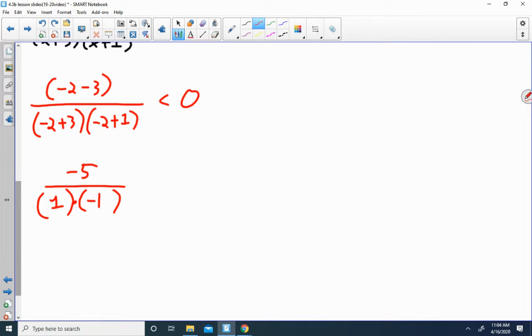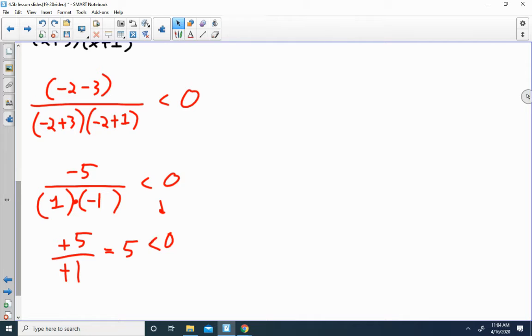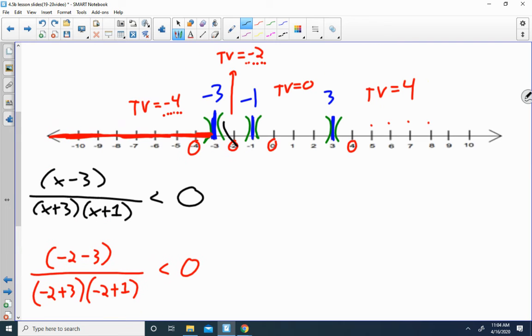Multiply the bottom parts. You're going to get -5 on top. 1 times -1 on bottom is -1. And of course, negative over negative is positive, so this actually just turns out to be 5. But is 5 less than 0? It is not. 5 is supposed to be bigger, not smaller than 0. So the second interval is a flop. All right, halfway done. 2 more to try.